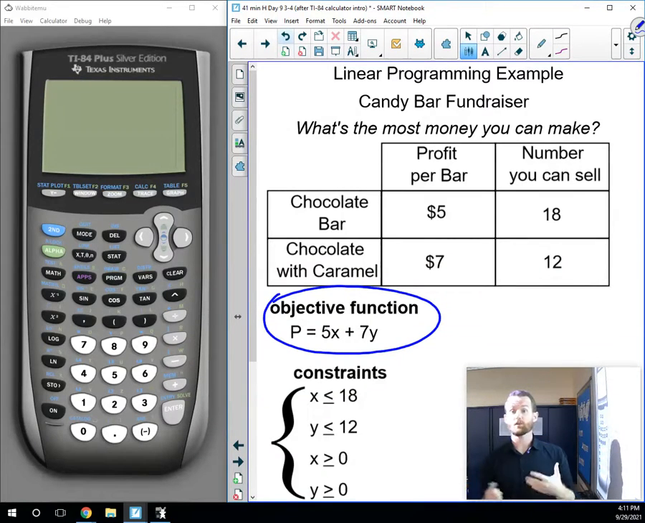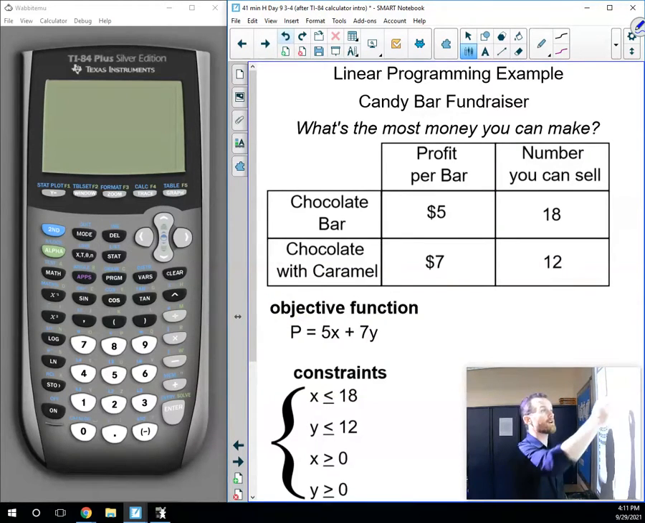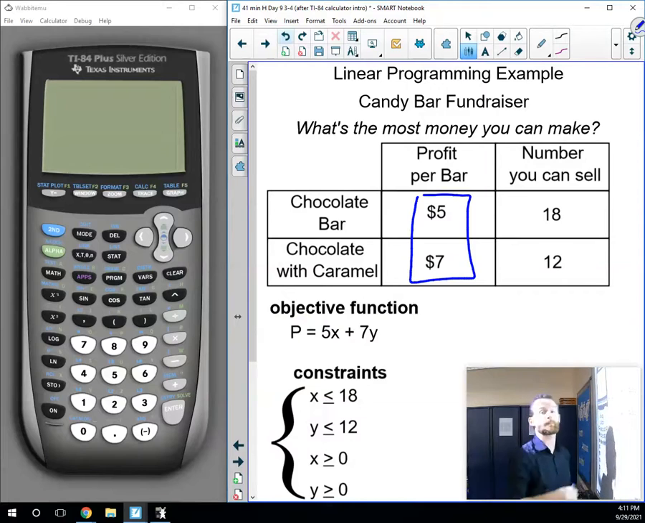So the objective function is whatever we're looking to maximize, and here we're looking to maximize profit. That's what the P stands for. So it says profit equals 5x plus 7y, and hopefully you see where this comes from. It comes from the amount of profit we can make per each type of bar.